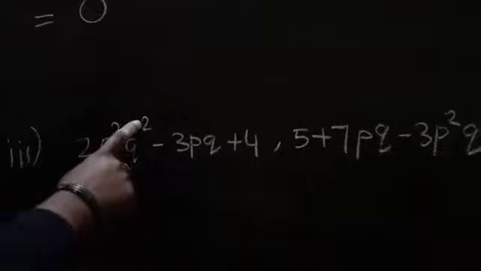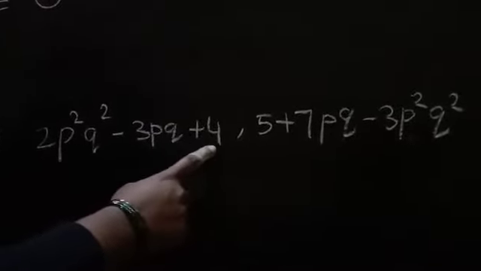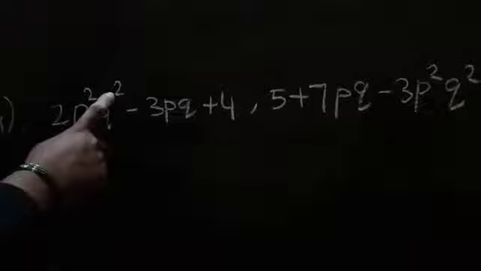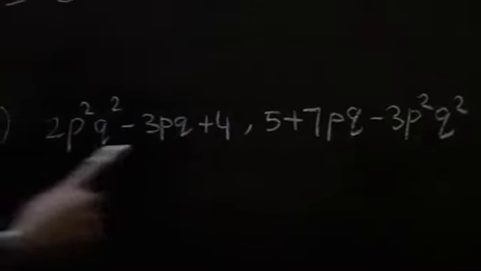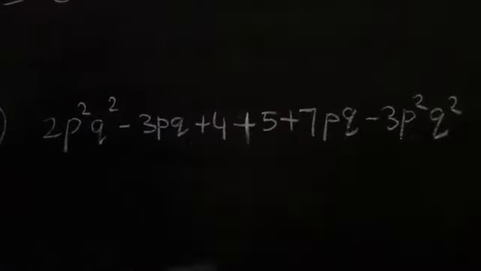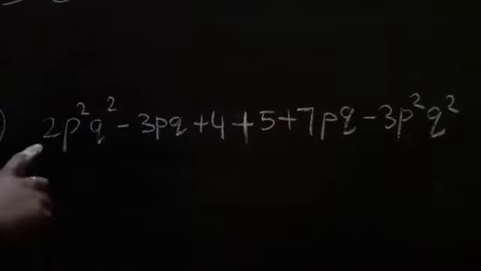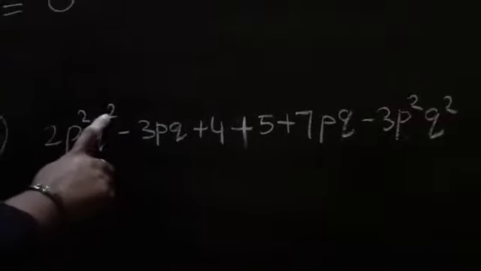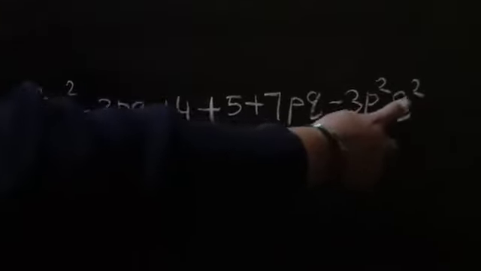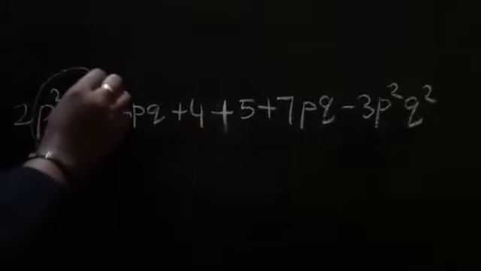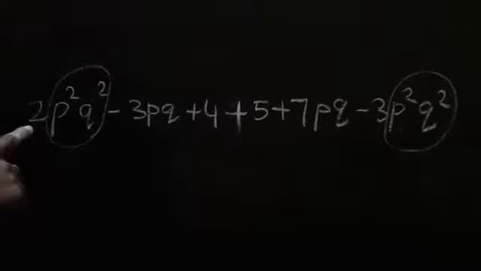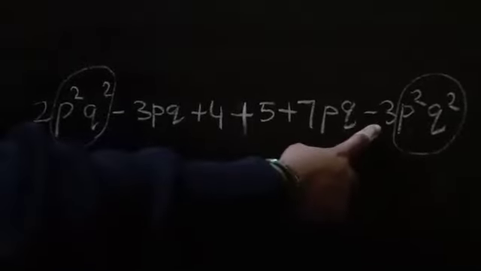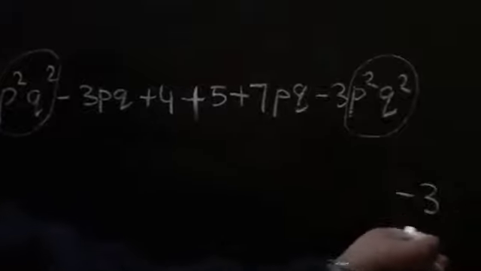Third question is 2p square q square minus 3pq plus 4. So p square q square we also have in this, but this trinomial and this trinomial we have to add. So I'll put a plus sign here for both. Then 2p square q square minus 3p square q square. Here the variable is the same, but the numerical coefficient is different. So minus 3 plus 2.